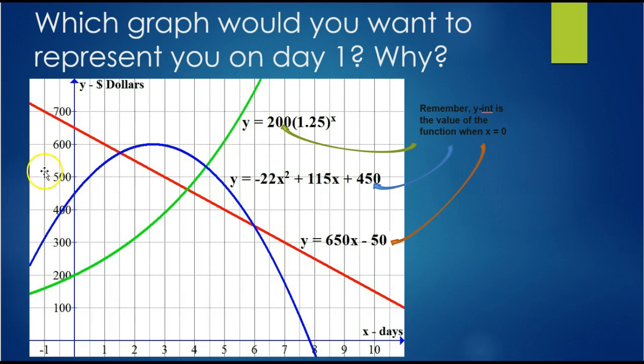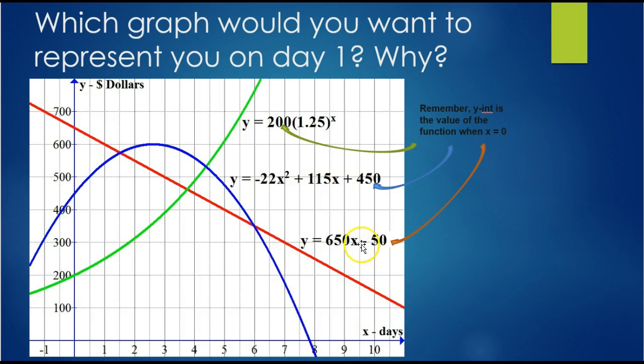And the y-intercept you can see not only by the graph, but also, remember, by the equations. So this is the exponential standard form, which means you start with $200 and you're gaining 25% every day. This is the quadratic. This is saying you start with 450 and then you're losing money each day.